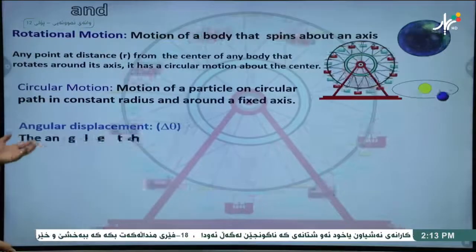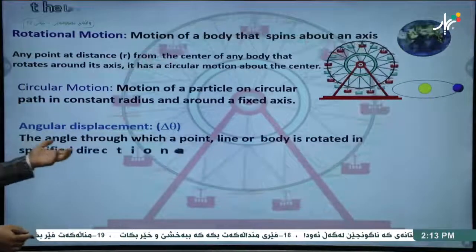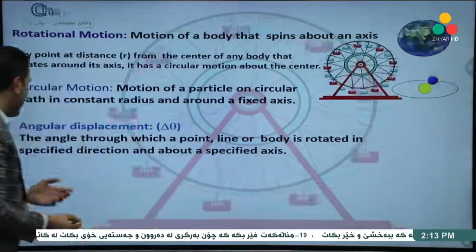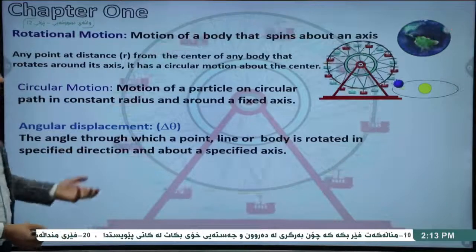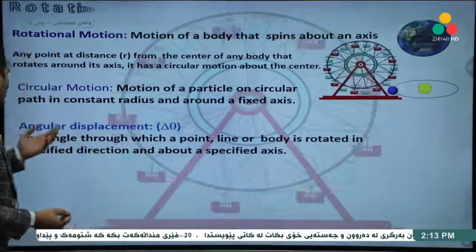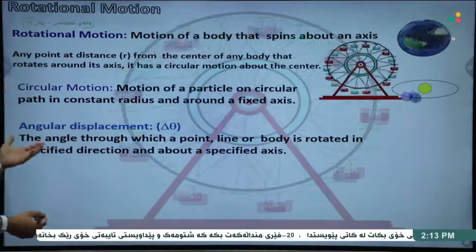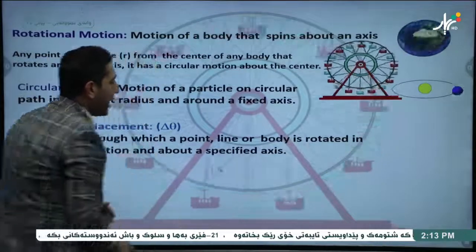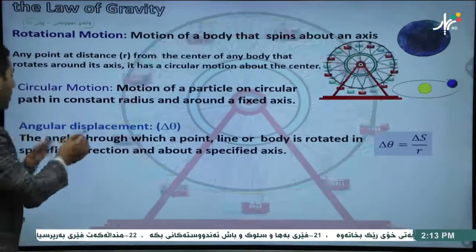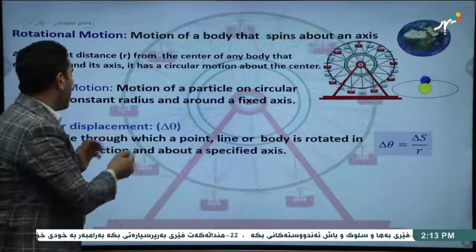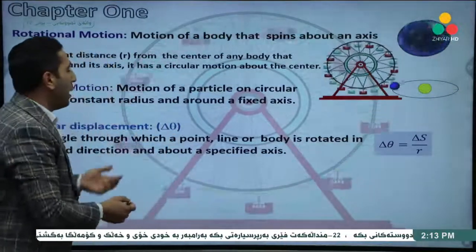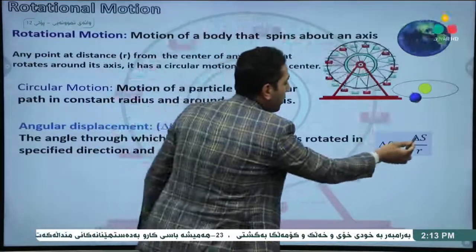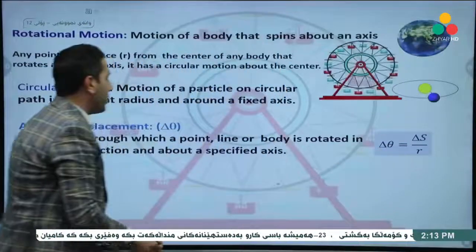And we talked about angular displacement, delta theta, the angle through which a point, line, or a body is rotated in a specified direction. Why specified direction? Because angular displacement is a vector quantity and about a specified axis. Its unit in SI is rad, and delta theta, angular displacement, is equal to delta S over the radius.